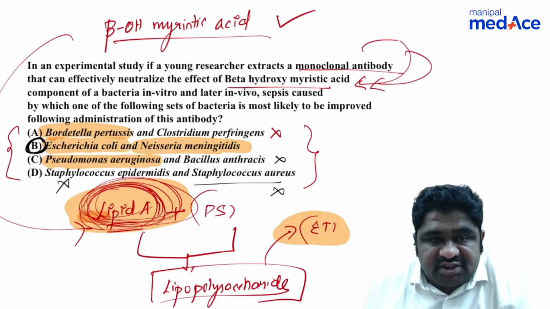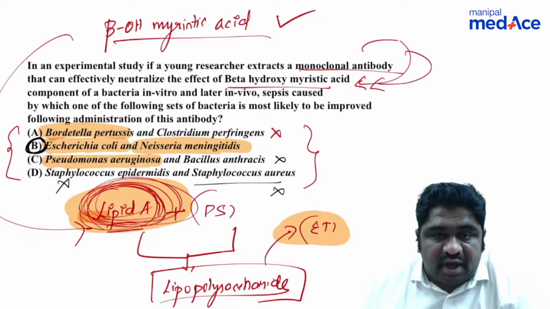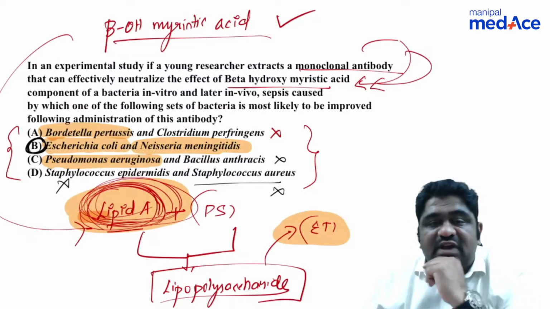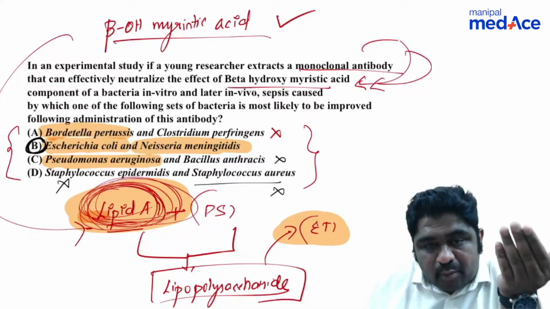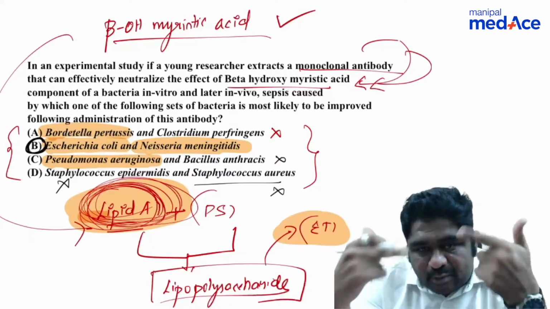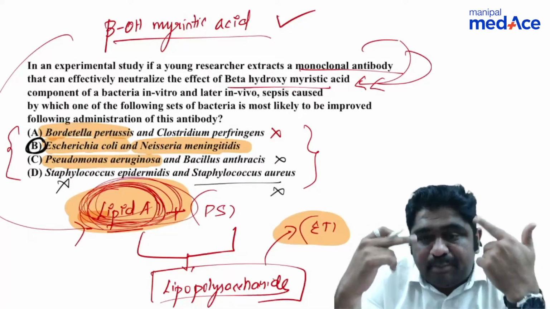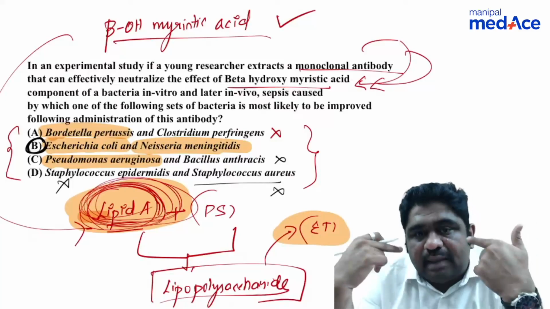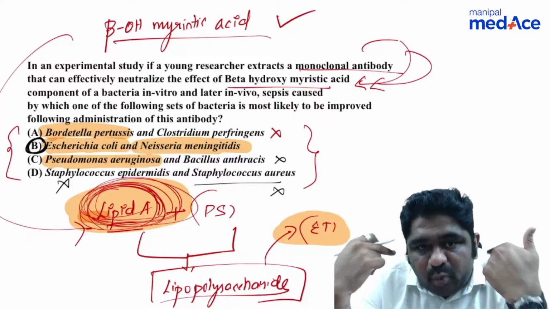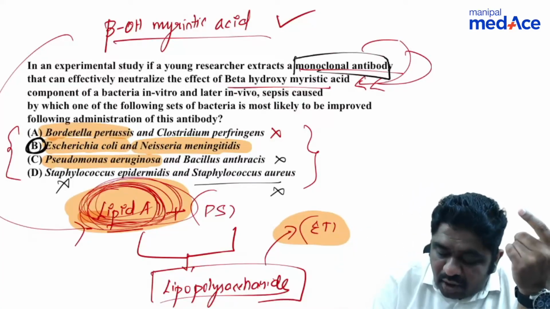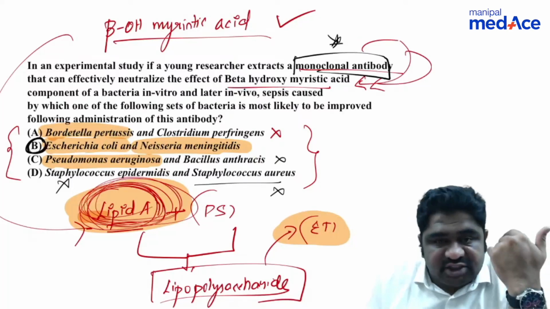Why? Because Escherichia coli and Neisseria, both of them are gram-negative organisms, and both of them will contain endotoxin. Both of them contain lipopolysaccharide. If the endotoxin is a lipopolysaccharide, the endotoxin contains the lipid A as the part of LPS. The lipid A is beta hydroxymyristic acid, which can be blocked by the monoclonal antibody, because of which it can be useful against these two organisms.